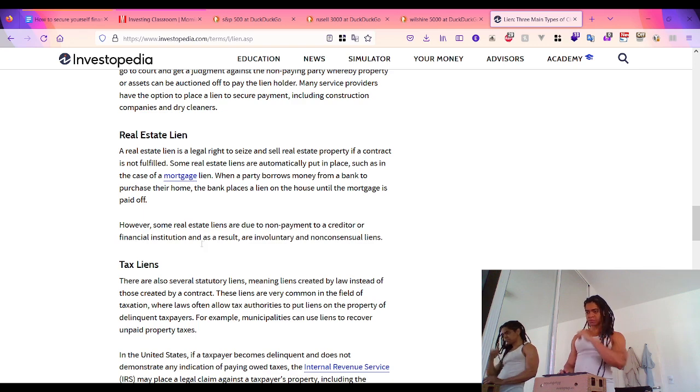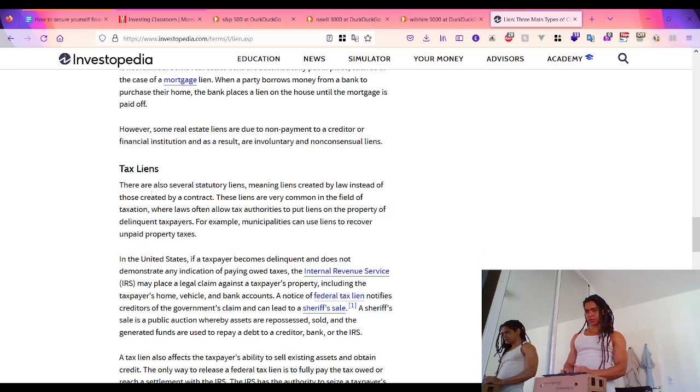Tax lien. There are also several statutory liens, meaning liens created by law instead of those created by a contract.